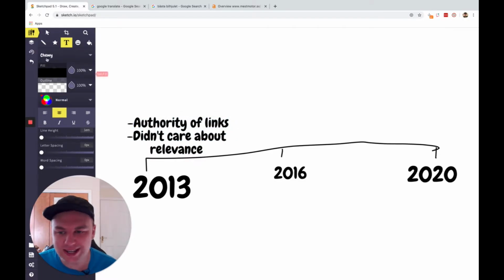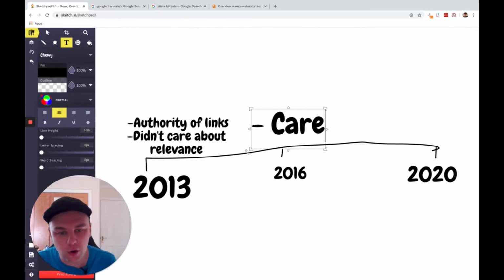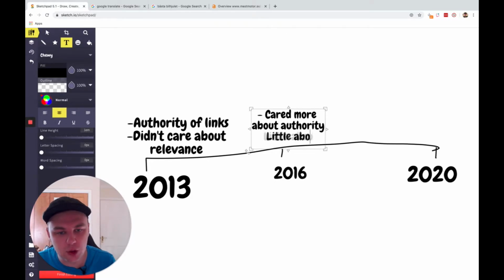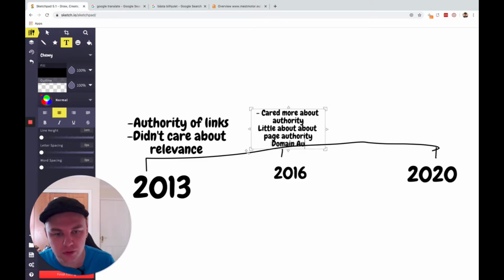And as we move towards 2016, these aren't exact dates, just roundabout times, and this was roundabout when I got into SEO, they cared more about authority, a little less about page authority, though they still cared about it. They cared more about domain authority, right?